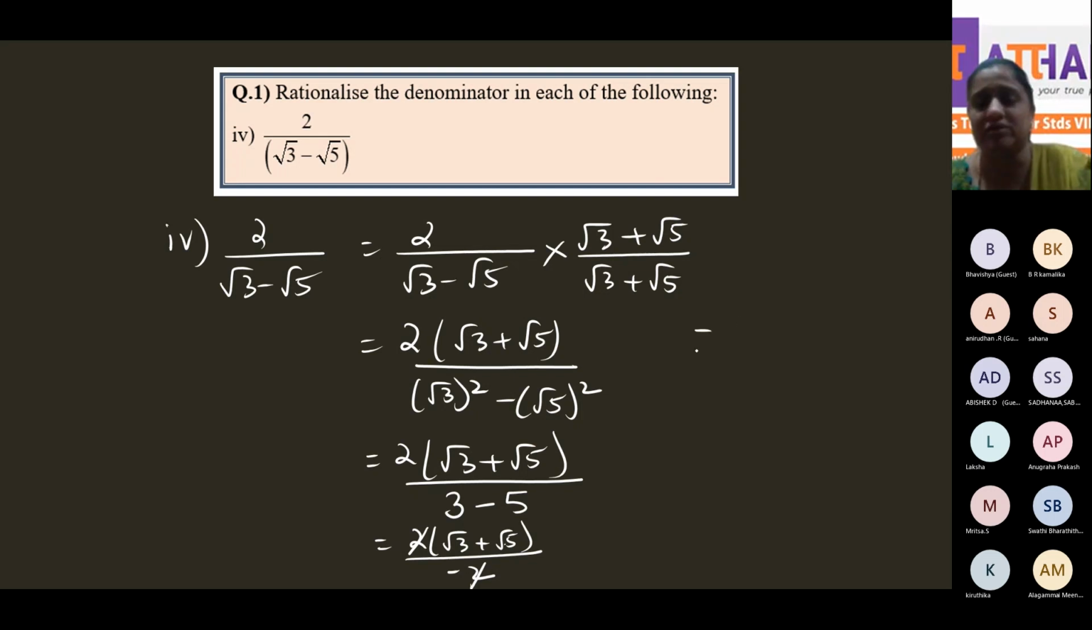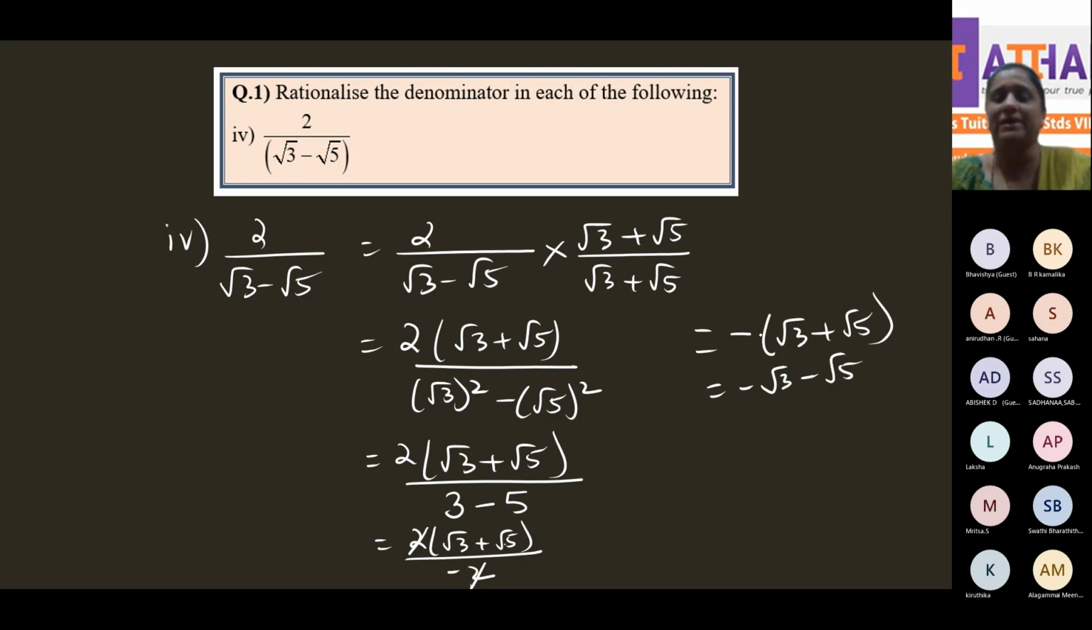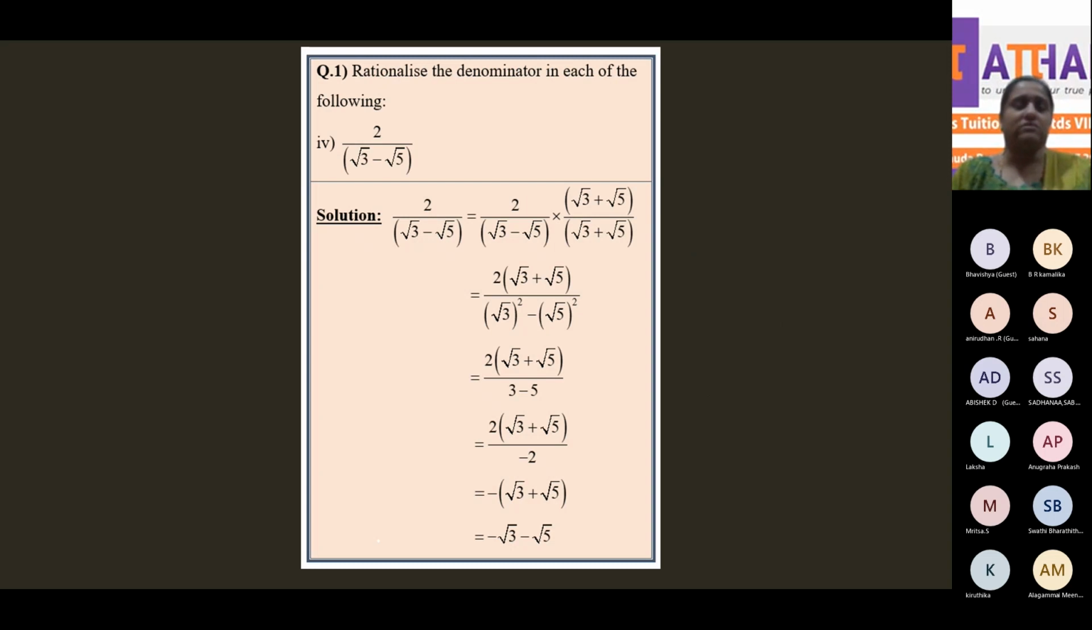Take the minus sign to the numerator. So it will be minus, open bracket, root 3 plus root 5. You can stop here like this, or you can write minus root 3 minus root 5, multiplying the minus sign inside. This is the answer, children. You can see the answer here. Please check. So 2 and 2 get cancelled, and take the minus sign to the numerator.